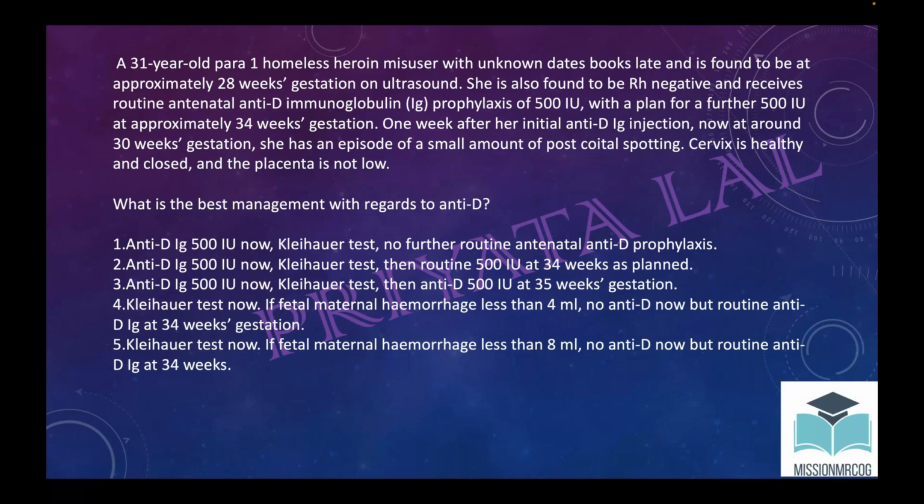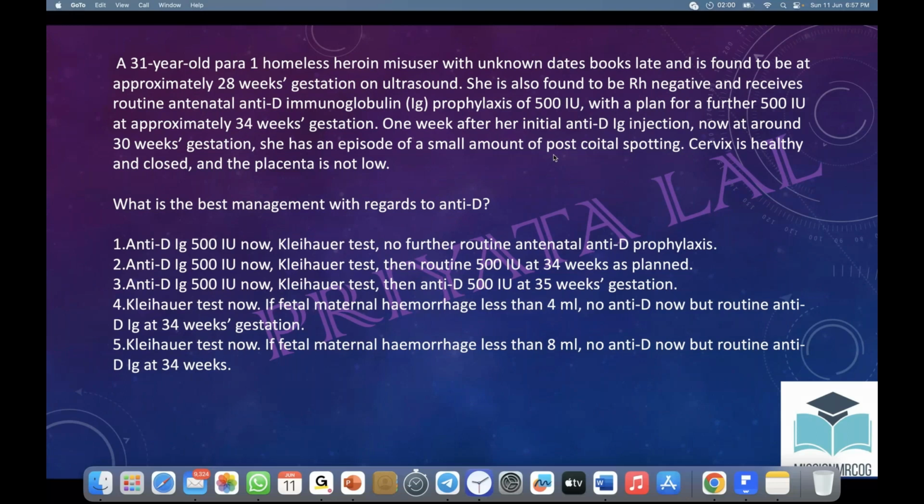And then routine at 34 weeks as planned. Anti-D, ma'am, 500 now, Kleihauer test, and then routine at 34 weeks as planned. Yes. So this is a sensitizing event, with the possibility of abruption.